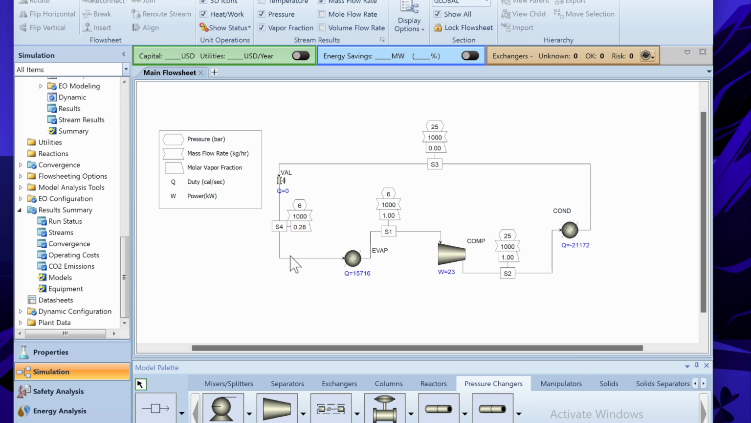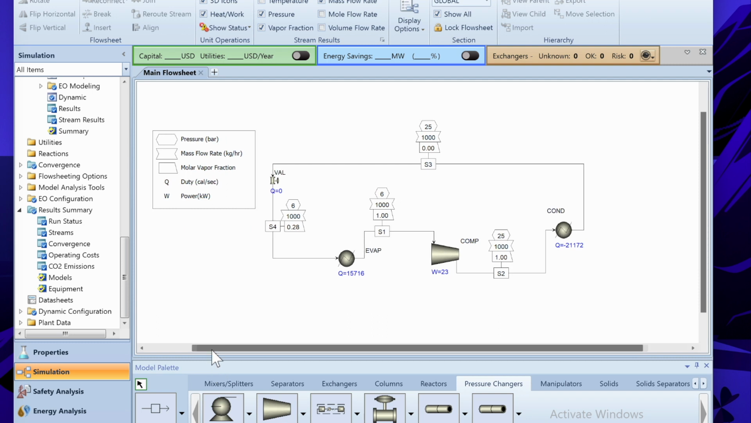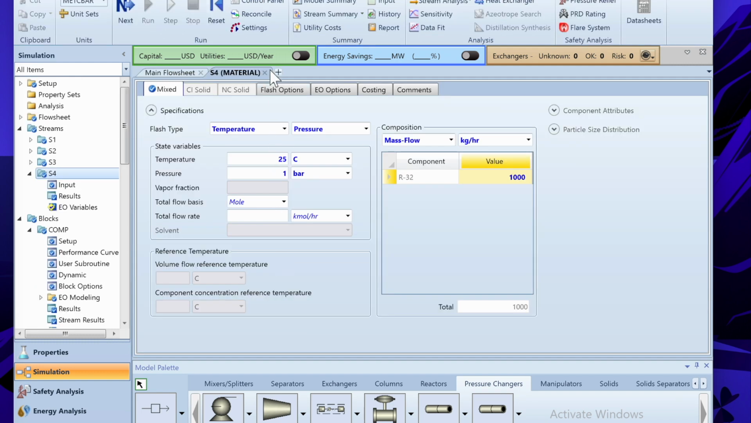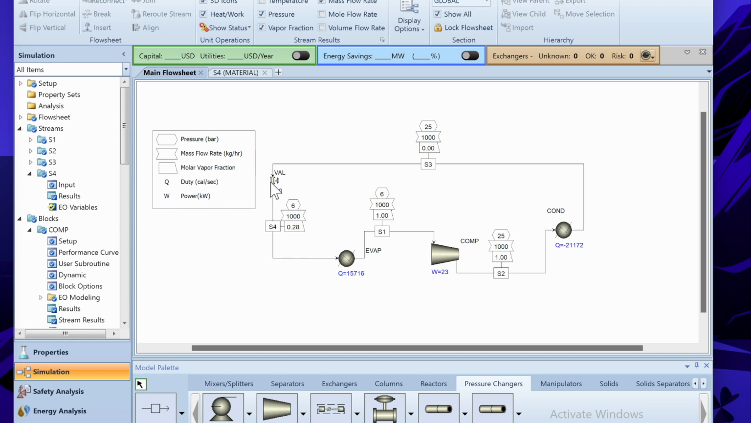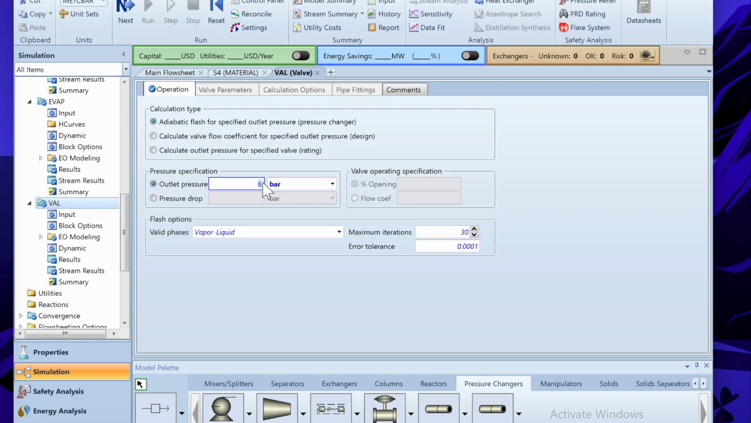Now you can change your flow rate and your different pressures and see what the effect will be on the COP or the vapor fraction after the valve. All this you can then simulate in this. Let's change one thing. If you change the pressure across the valve, what will happen? If I say it is 10 now, so it is 2 bar pressure after the valve.